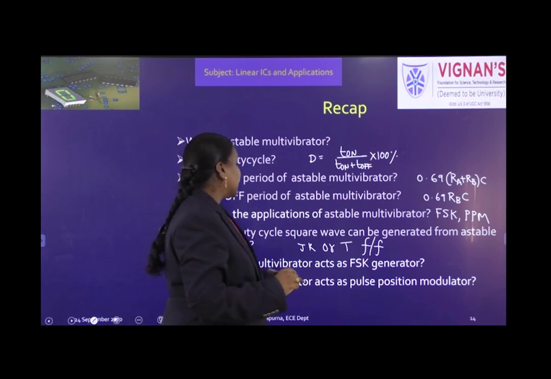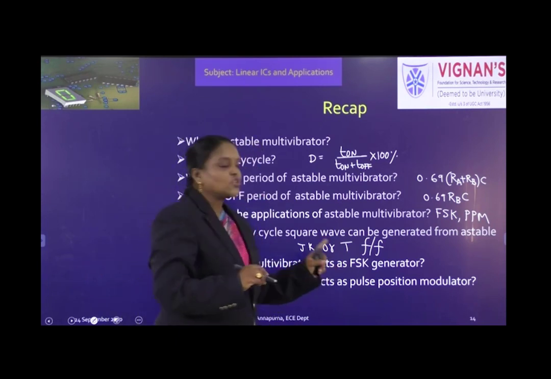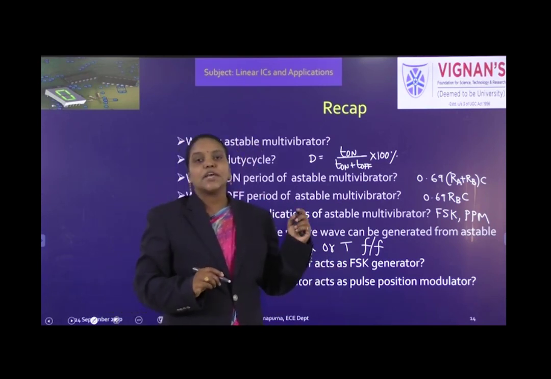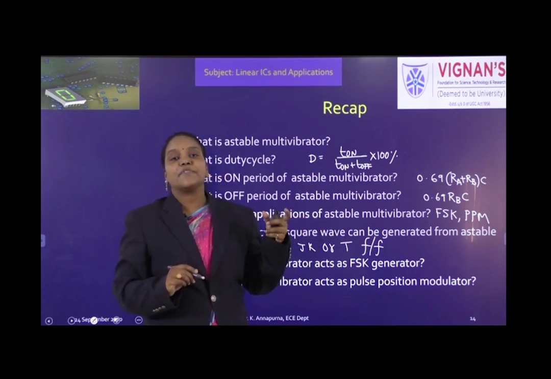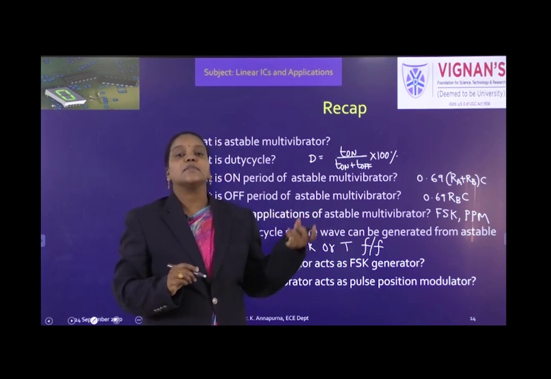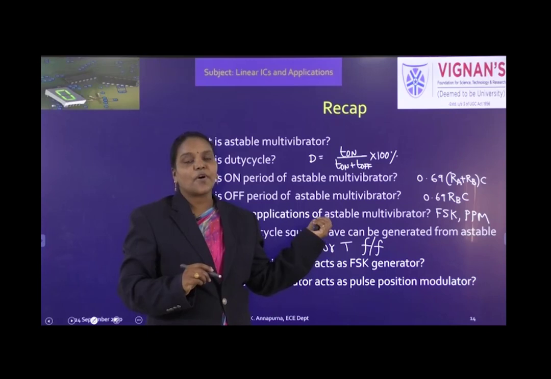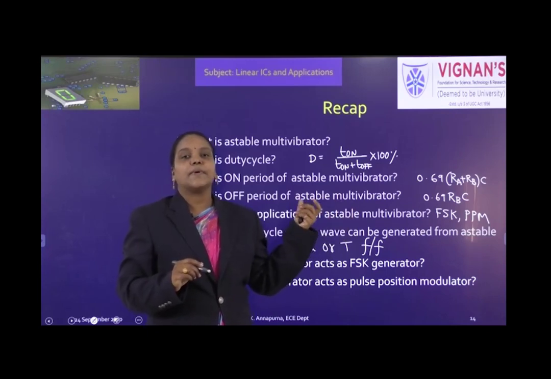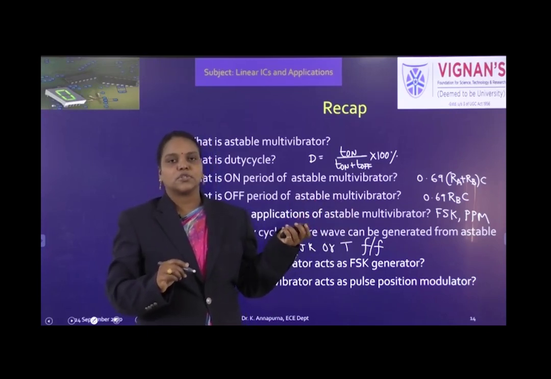How does an astable multivibrator act as a pulse position modulator? If the message signal is supplied to the fifth pin, that is the control voltage pin, then in the astable mode of operation, it will give us the pulse position modulation output.